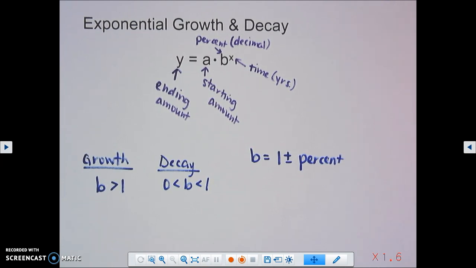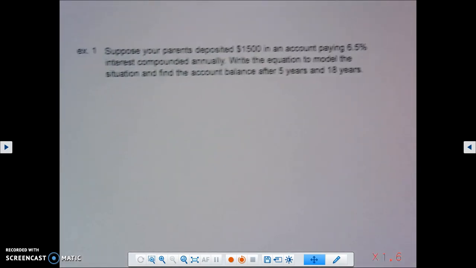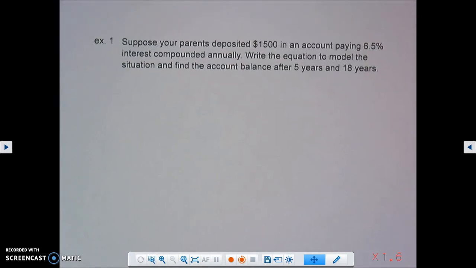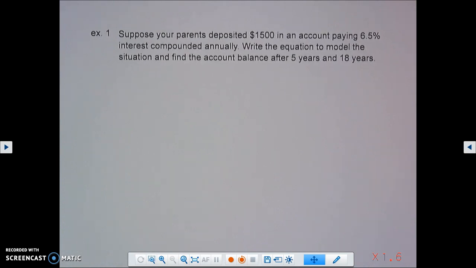So we're going to use this in practice with 2 examples here. The first one says, suppose your parents deposited $1,500 in an account paying 6.5% interest compounded annually. Write the equation to model the situation, so that's the first thing we have to do, and find the account balance after 5 years and 18 years. So there's 3 parts to this. The first part is writing the equation in general for this situation, and then the second is finding the account balance after 5 years, and then after 18 years.